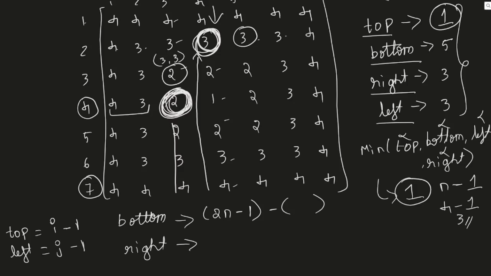We can just use the value of i here to get the distance from bottom for a particular element: 2n minus 1 minus i. Same thing goes for right as well, minus j. That's it. We are done with this pattern. Let us go back to IntelliJ and let us try to code it.